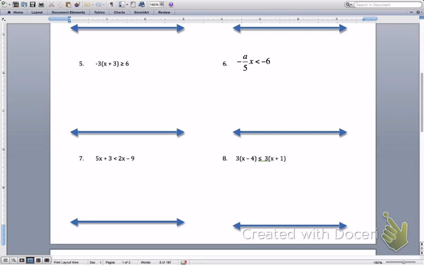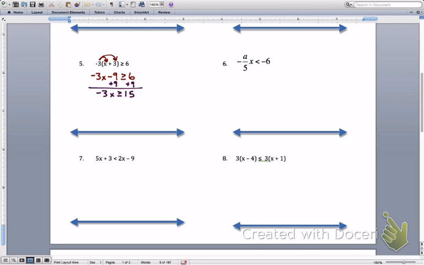So we look at number 5. Before we can start to do anything, we're going to need to distribute that -3 to both terms. When we do that, we get -3x minus 9 is greater than or equal to 6. The next step is to add 9 to both sides, and we get -3x is greater than or equal to 15.